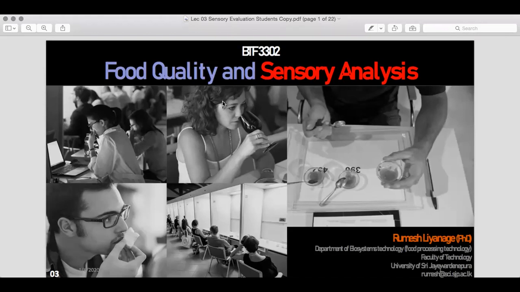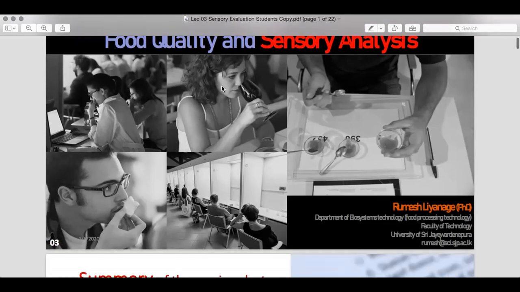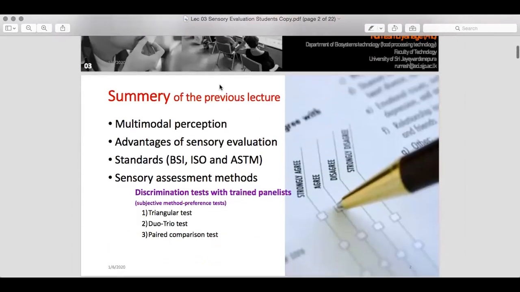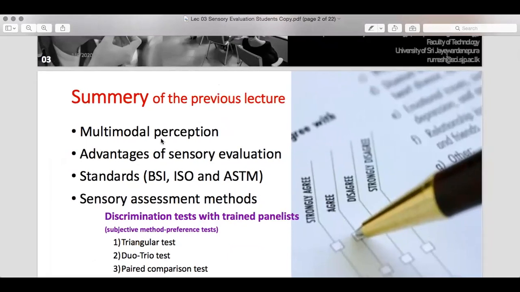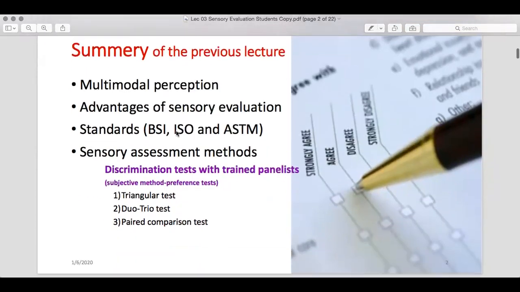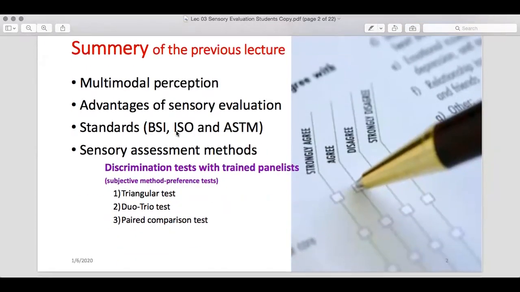So why is food sensory evaluation important? We discussed all these things with some examples, and you can see these pictures to get an idea about the applications. And multimodal perception, I suppose you can remember. Multimodal perception means we use one or two or more senses to measure sensory quality. We have 5 senses, and we can use them one by one, or together. And what are the advantages and standards? We discussed 3 standards: BSI standards, ISO standards, and ASTM standards.